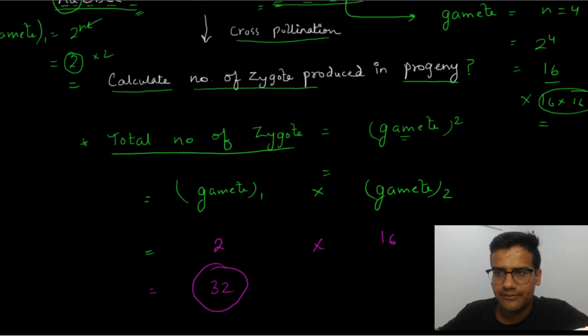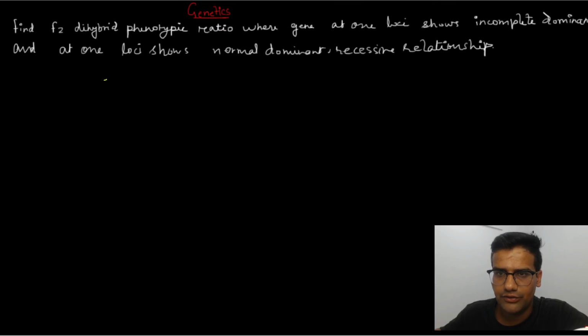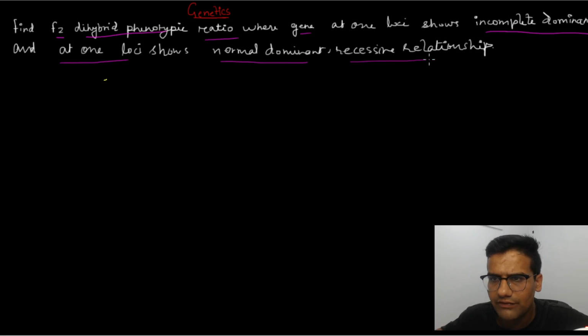Next question. This is also a very important question, and it is quite hard. Let's have a look at the question. You have to calculate the F2 dihybrid phenotypic ratio, where the gene at one loci shows incomplete dominance and at the other loci shows the normal dominant recessive relationship.